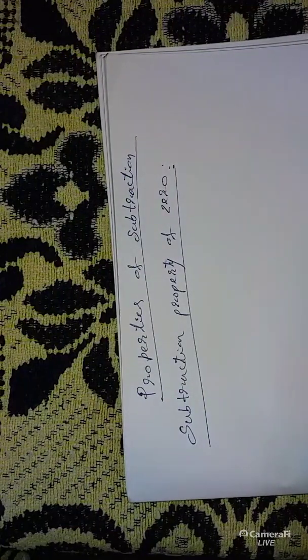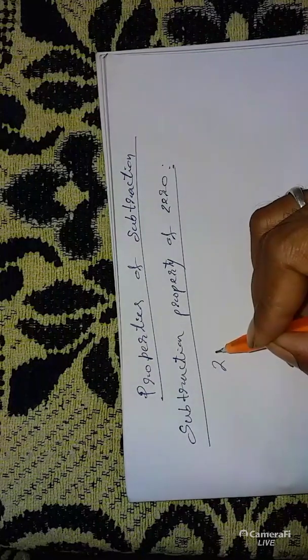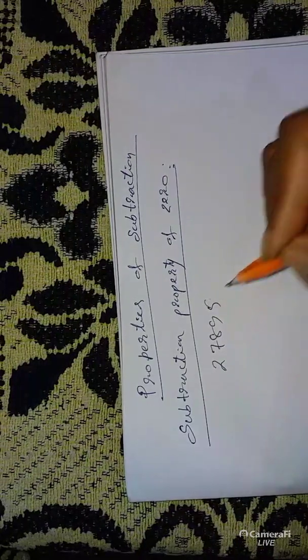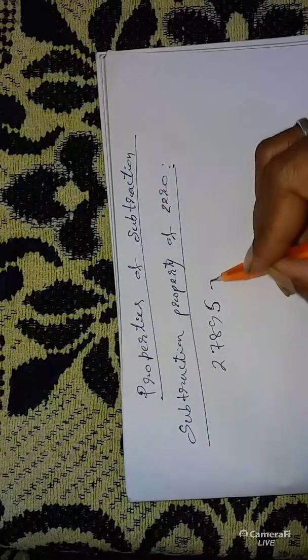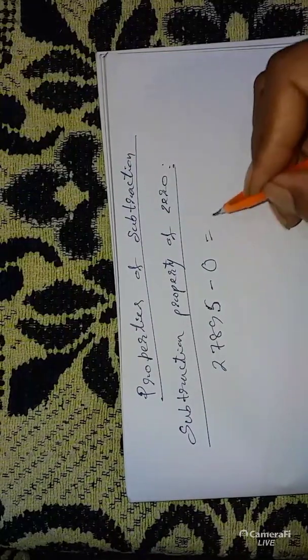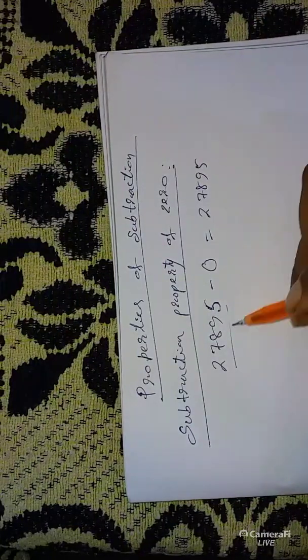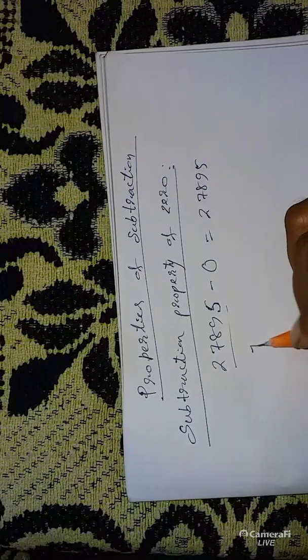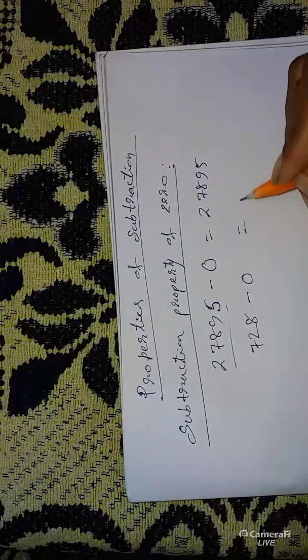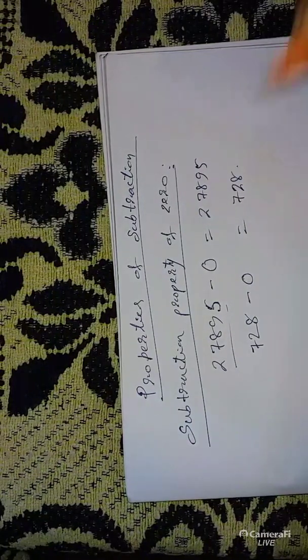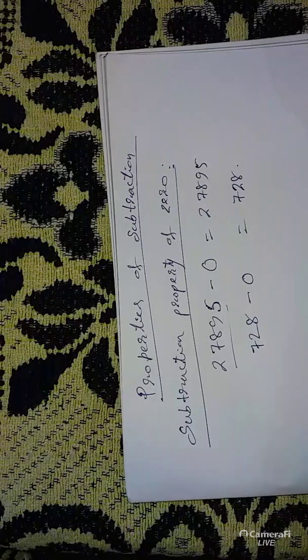This property says if we subtract 0 from any number, then the result will be the number itself. Suppose the number is this, and if we subtract 0 from the number, then the result becomes this number again, 27895. There will be no change in the number, no decrease. Another example, suppose the number is 728 minus 0, then the result becomes 728. This is the property of 0 of subtraction.